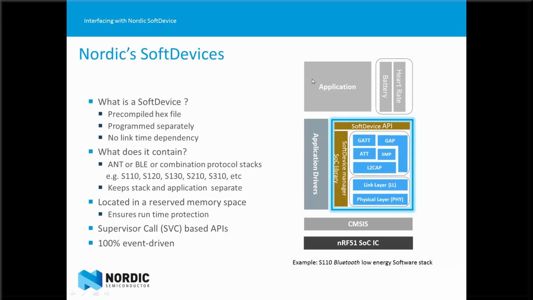And on top you have the application. You see that it's separate from the SoftDevice. That SoftDevice is located in a reserved memory space, and that ensures runtime protection. Your application would not be able to cause a bug or a crash inside the SoftDevice. Then we provide the SoftDevice API as a supervisor call. We will go deep into this in the next slide. And this architecture is 100% event driven. So you interface with the SoftDevice via API calls and events. You get an event, and then you react to this event if there is something you want to do.